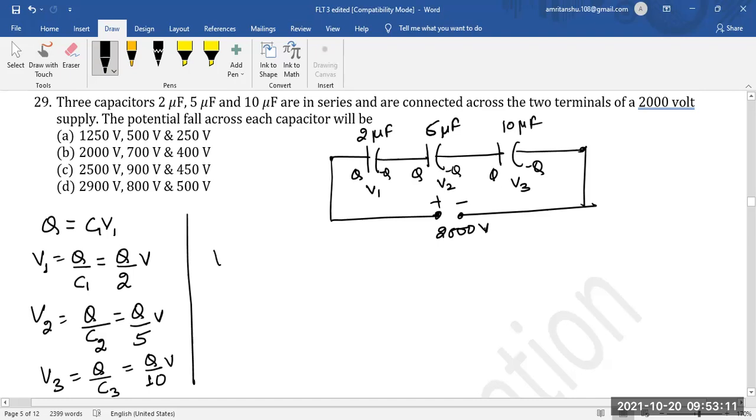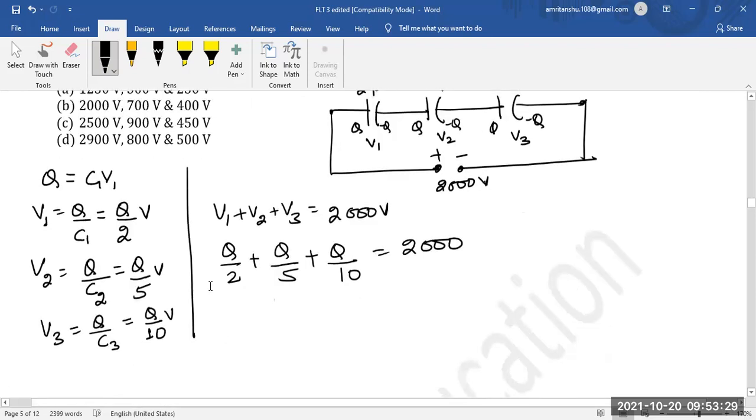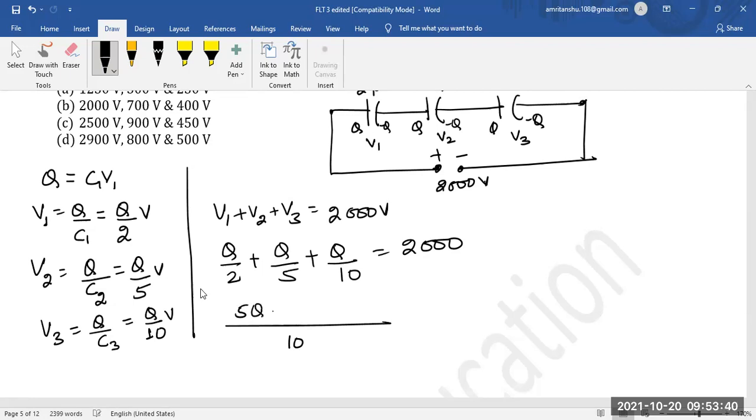So we know V1 plus V2 plus V3 is going to be 2000 volts. V1 is Q by 2, V2 is Q by 5, V3 is Q by 10, equals 2000 volts. Now, when you solve this whole thing, you can just take 10 as LCM over here, and 5Q, 2Q plus Q.